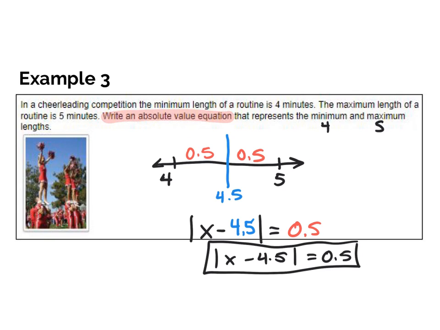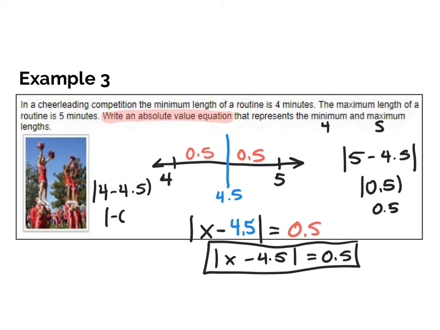Now to check your answers, let's say I plug in 5 here. I'll do it off on the side. The absolute value of 5 minus 4.5, so that's my maximum value, gives me 0.5. So the absolute value of 0.5 is 0.5. So that's the high end. If I were to do the low end, I do 4 minus 4.5, that's going to give me the absolute value of negative 0.5. But again, since we're looking at an absolute value of a negative, that's going to give me 0.5. So it's essentially saying that both of those are within a half a minute of the middle value.